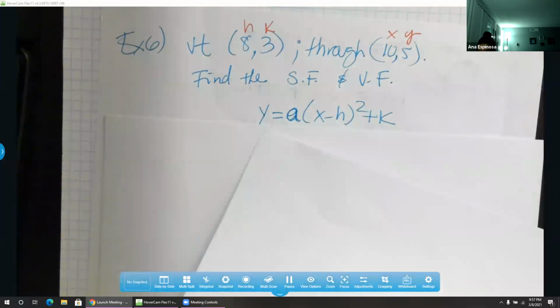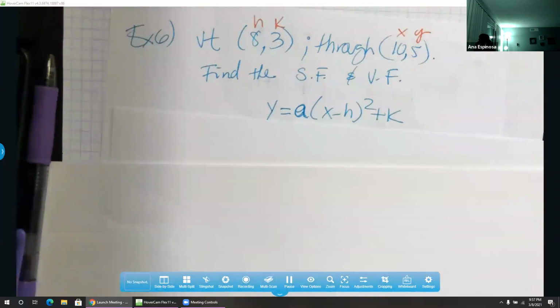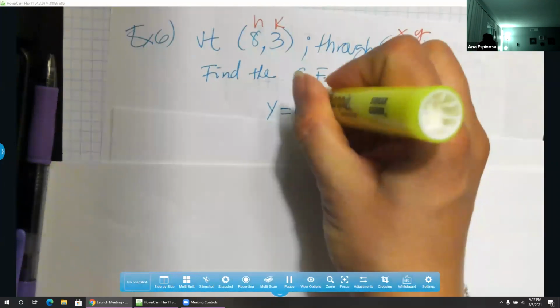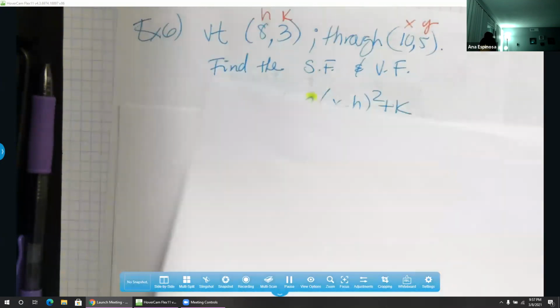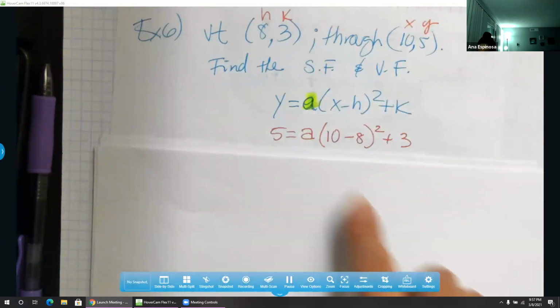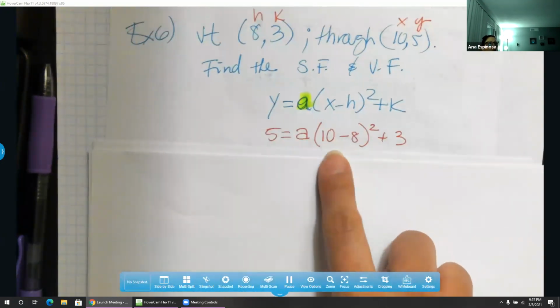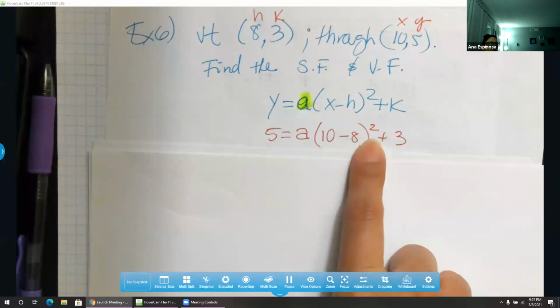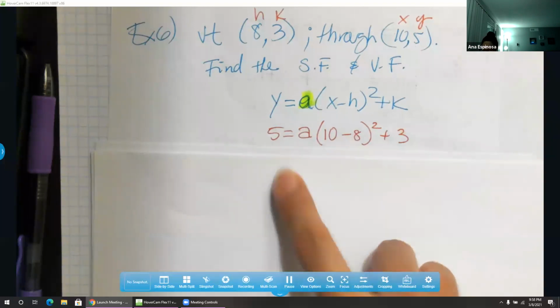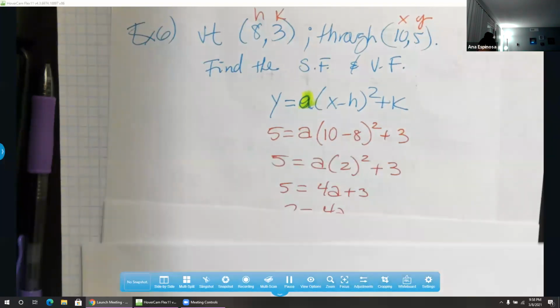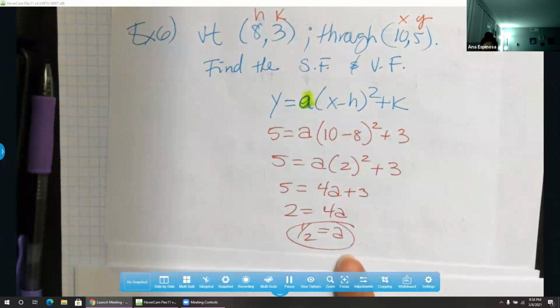We know x, we know y, we know h, we know k. We're going to find a. This is what we are looking for, that a value. So if we do this, we plug in everything. That's my a. We use order of operations, PEMDAS. You do what's in parentheses first, then you do the exponent, and then you subtract, and then you divide. So when you do this, you should end up with a is a half.